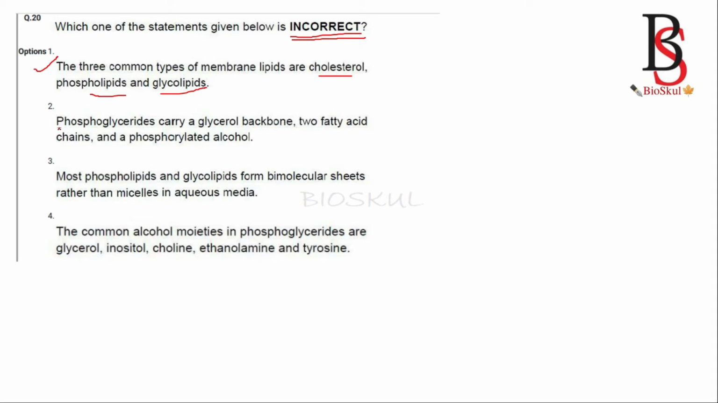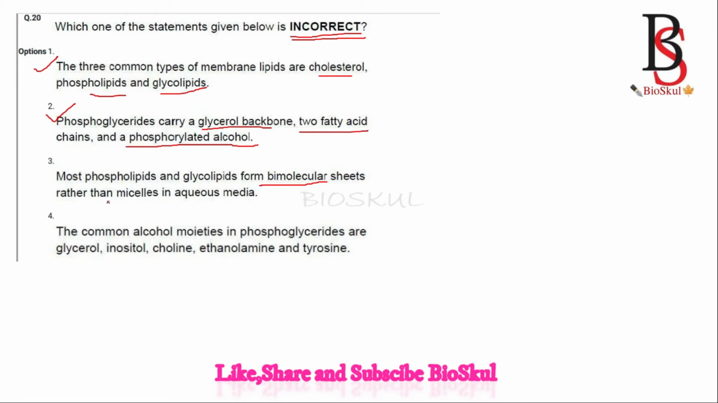Okay. Option 2. Phosphoglycerides carry a glycerol backbone, fatty acid chains and a phosphorylated alcohol. This phosphorylated alcohol may be choline or it may be ethanolamine. So this one is also correct. Okay. Option 3. Most phospholipids and glycolipids form bimolecular sheets rather than micelles in aqueous medium.